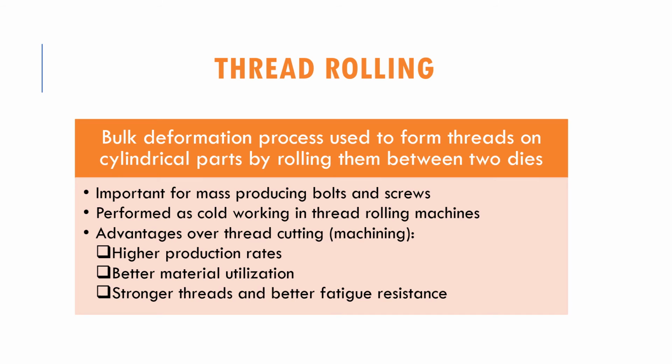It is performed as cold working in a thread rolling machine, and it gives some advantages to the thread over the machining process. For example, it can create a higher production rate because it's faster compared to machining. It can also create better material utilization because no chip is produced during this process, and it gives a stronger thread and better fatigue resistance compared to thread cutting using machining.